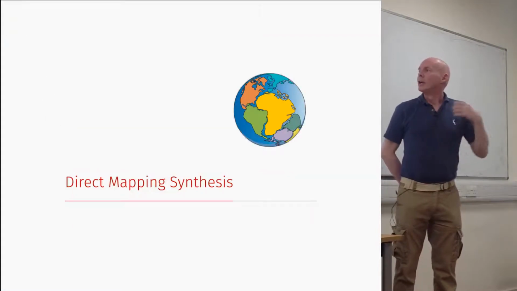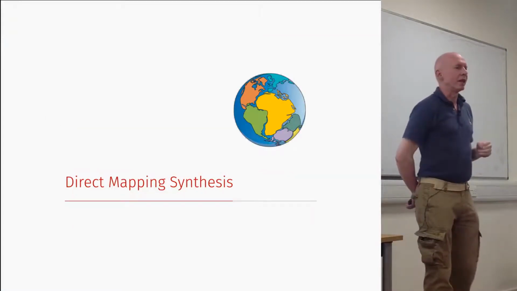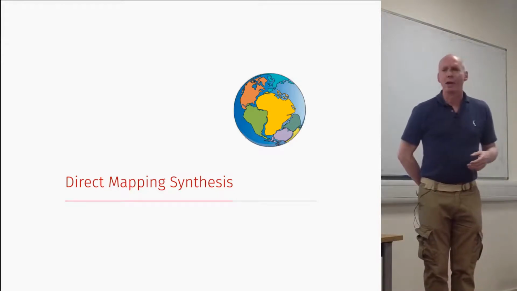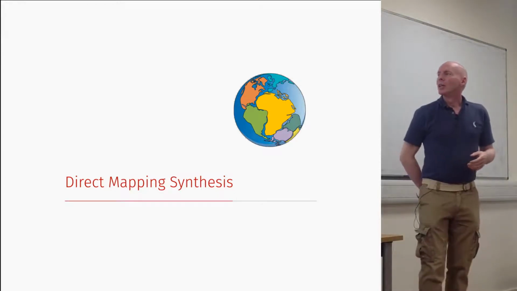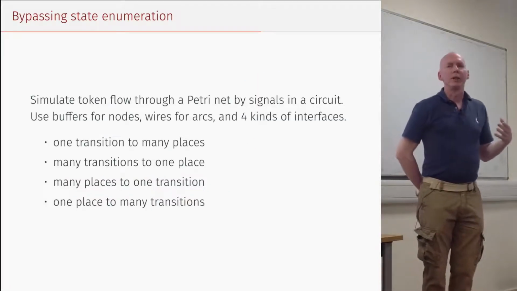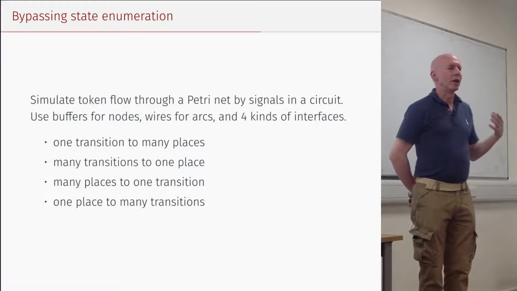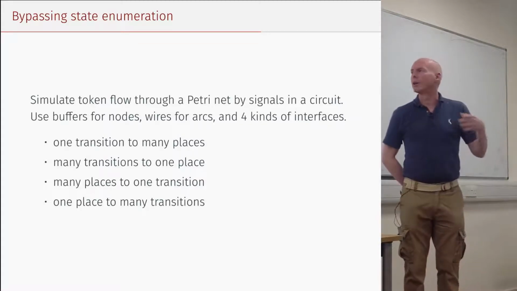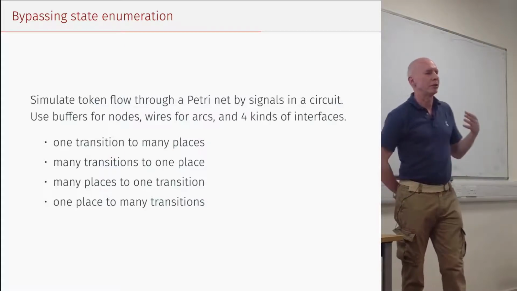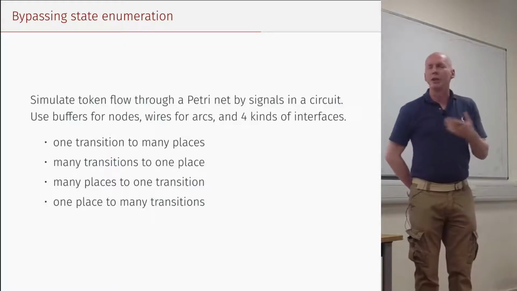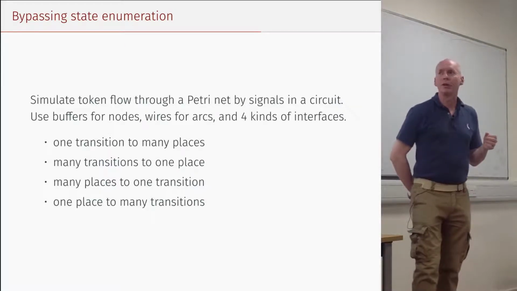Okay, so here's what I'm really here to talk about today: direct mapping synthesis. All that up until now is just background material. With direct mapping synthesis, we don't try to build the transducer model or the reachability graph. We save the time and effort of enumerating the state space because we just use the Petri net model, which can be generated efficiently even for a large specification.